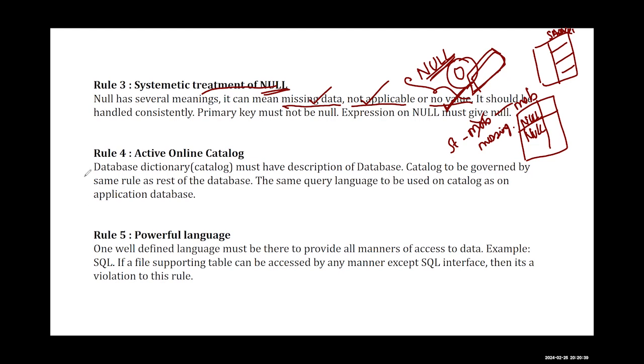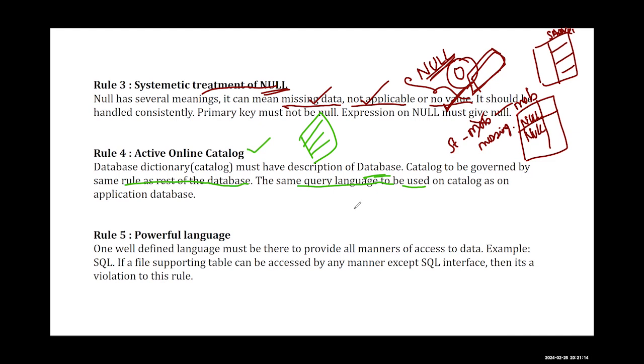Now let us go for rule 4, which is active online catalog. So what do you mean by catalog? A catalog is nothing but data. For example, we have a database. So we will have detailed information about all the data which is being stored in the database. So database dictionary must have description of database, catalog to be governed by same rule as rest of the database. The same query language to be used on catalog as on application database.